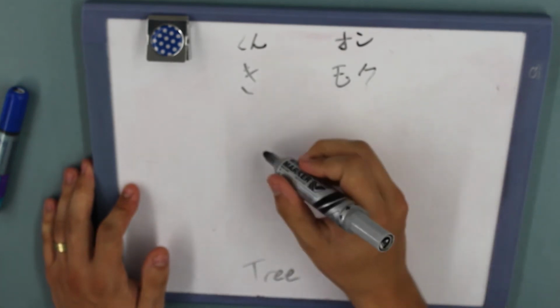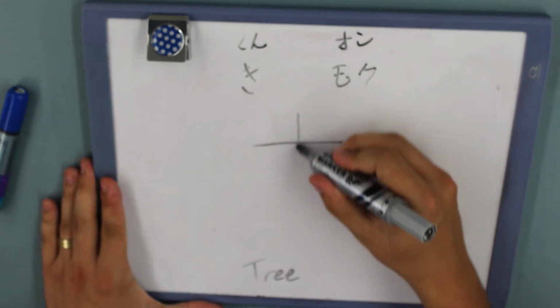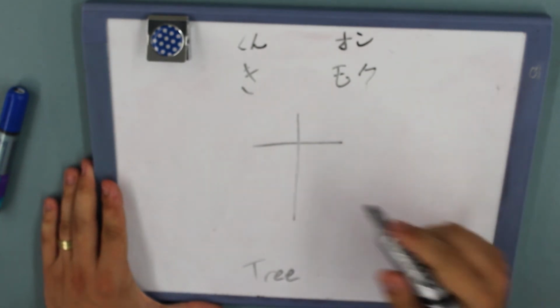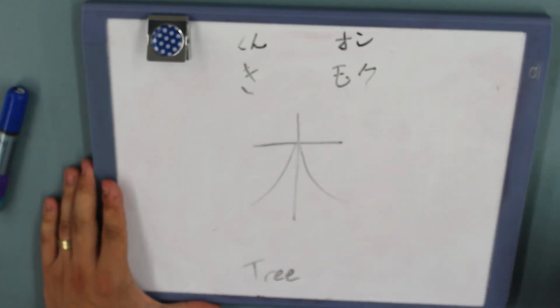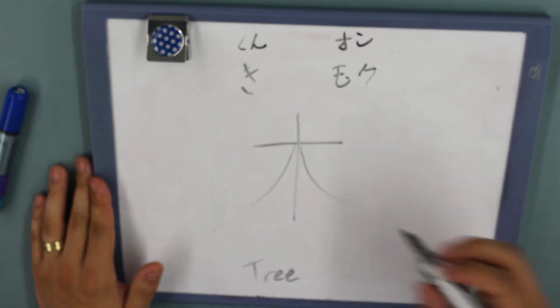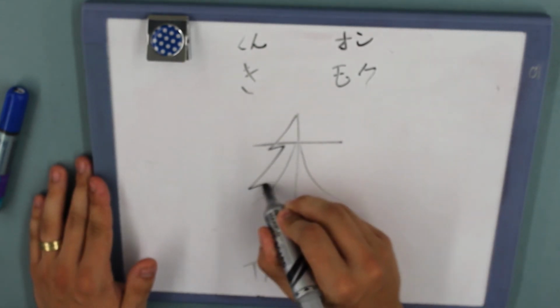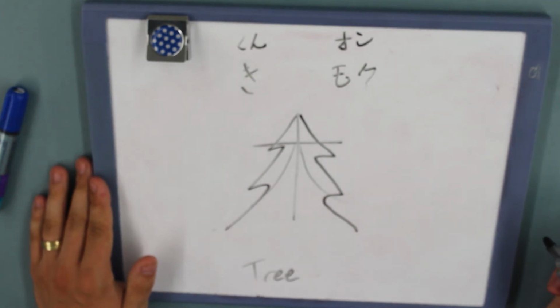what you need to do is start off with the horizontal line going across, the vertical line running straight through, almost like a cross, and then two curved diagonal lines running down from the center here. And that's simply how you write ki for tree. You can see that it is still very pictographic. Ki.